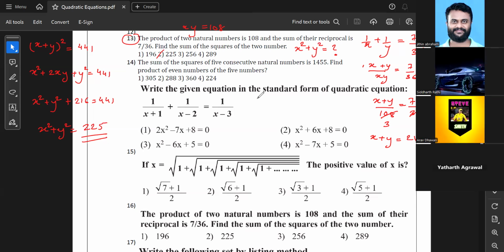The answer for the 14th one is option 2, because we found the value of x to be 17. Yeah, 289, it was correct. x square was 289. So, sir, it will be 18 into 16, no? Yes, correct.